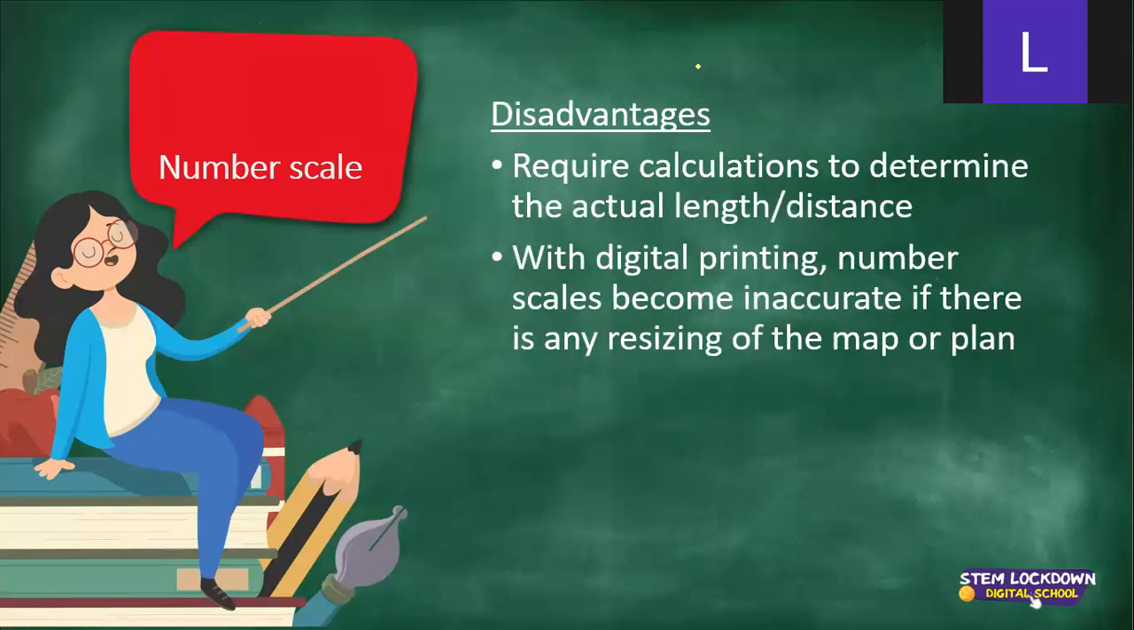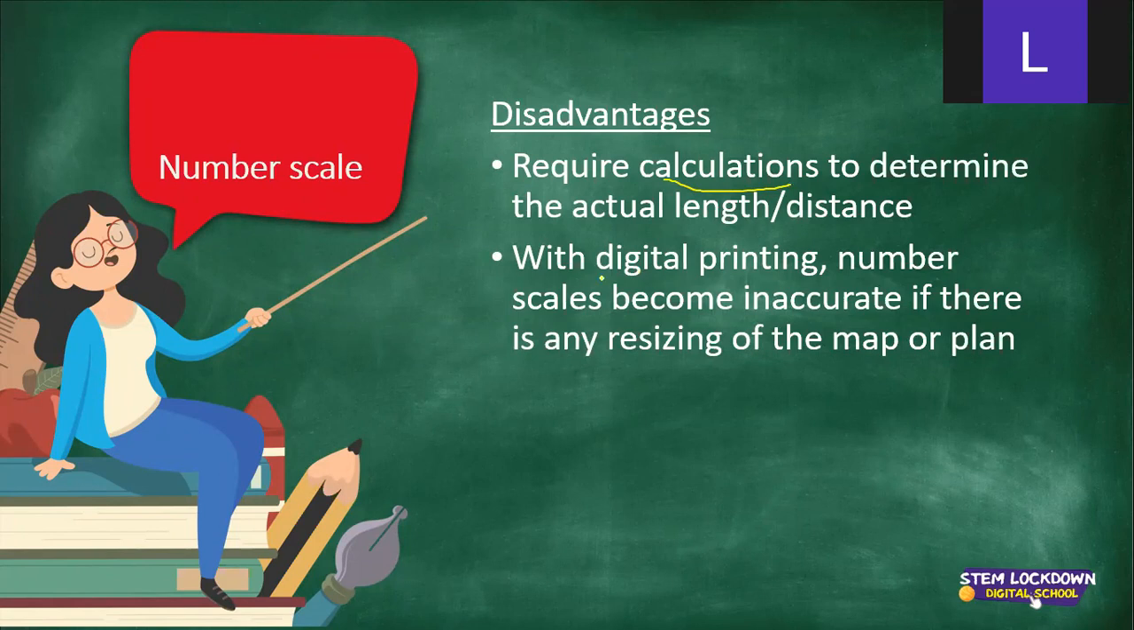Now, the disadvantage of a number scale. It requires calculations. It requires calculation to determine the actual length. As you'll see with a bar scale, sometimes you don't really need to do calculations. But for grade 11, I'd advise you to do calculations for both scales. But here, you always have to do calculations, and you have to convert. So you can make a lot of mistakes. You need to first determine the actual distance, and you need to convert it to the required unit. So you can make mistakes in that way.